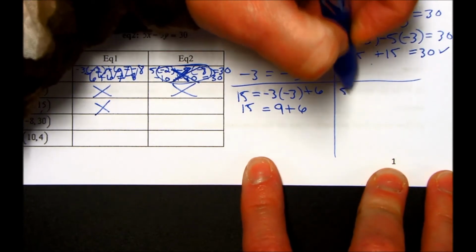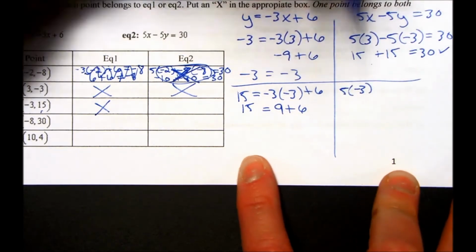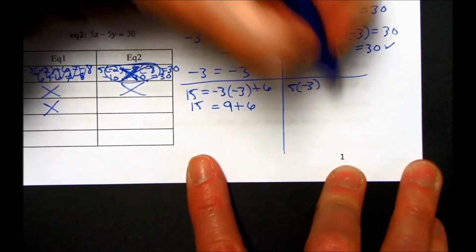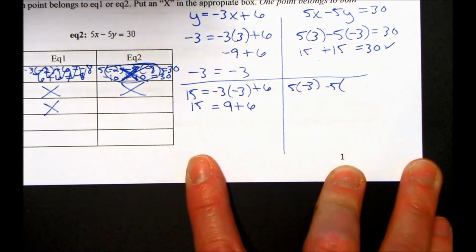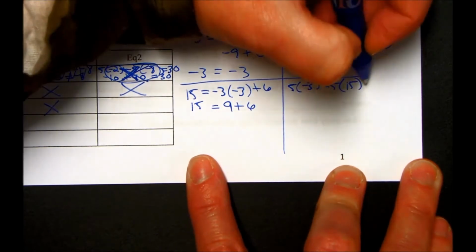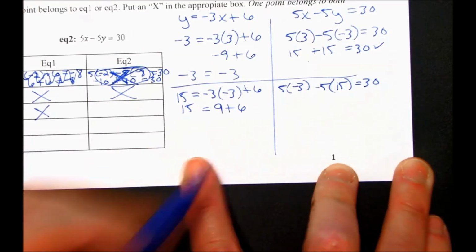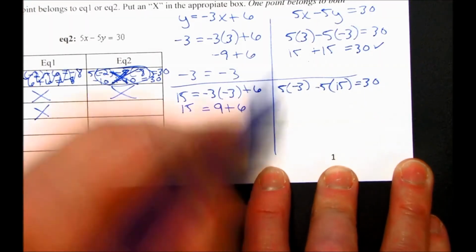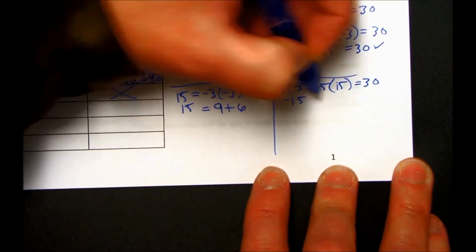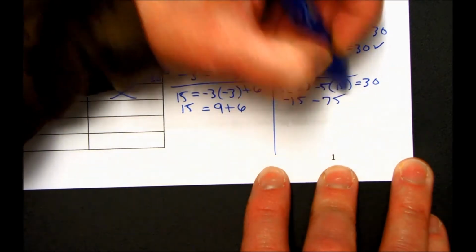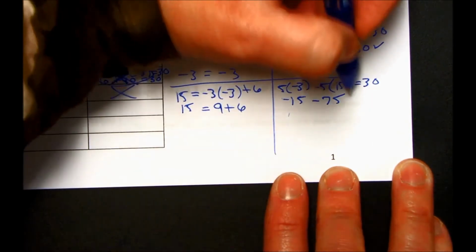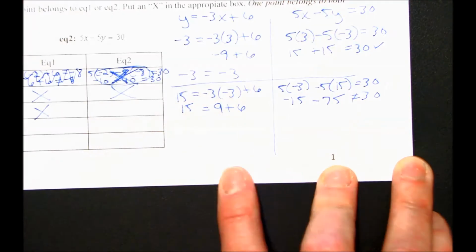I would have 5 times -3 minus 5 times 15. Does that equal 30? I'm guessing no, because this is going to be -15 and a -75, which is going to be an even bigger negative number, so there's no way that that's going to equal 30. So I am not going to put the x in that box.